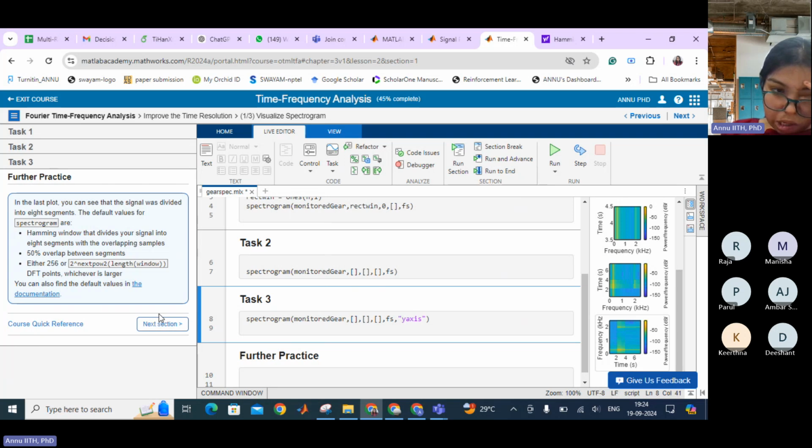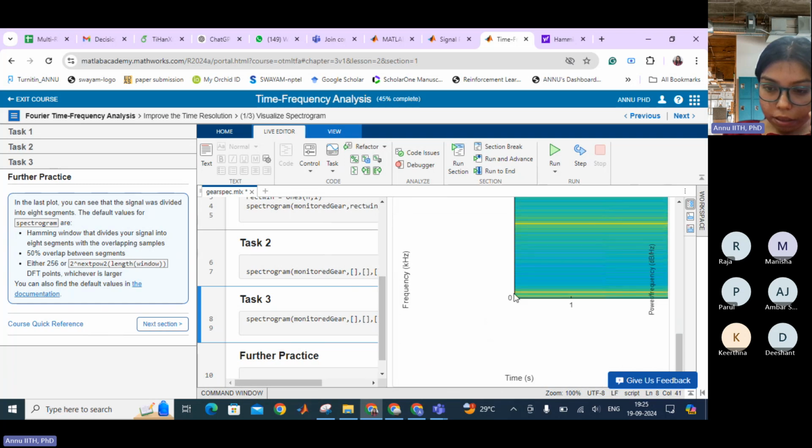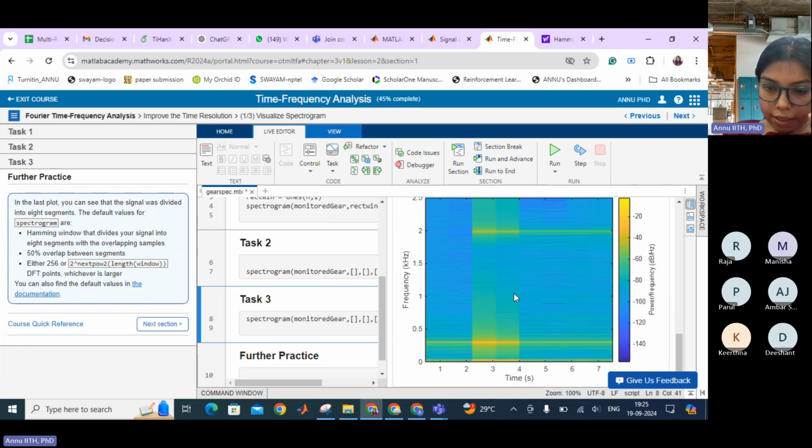Okay. So in the last plot, you can see how the signal was divided into 8 segments. See this last plot: 1, 2, 3, 4, 5, 6, 7, 8. The default values of the spectrogram are a Hamming window that divides the signal into 8 segments with 50% overlap between the segments, and a DFT length of either 256 or the next power of 2, whichever is larger.